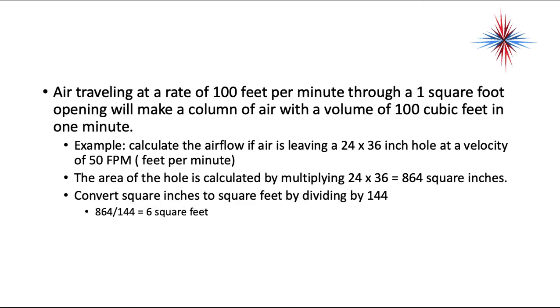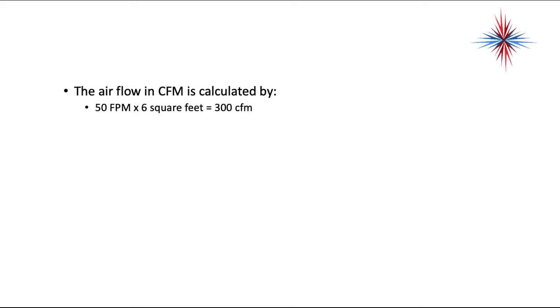So again, take your velocity reading, take the area of the hole, which is length times height. So you're getting area, length times height, 24 by 36 is 864 square inches. Now I have to take that square inches, divide it by 144 to get my square feet. We get 6 square feet. The airflow in CFM is calculated by 50 feet per minute times 6 square feet, 300 CFM. Folks, that is something that when you're in the field, you do need to know how to do.